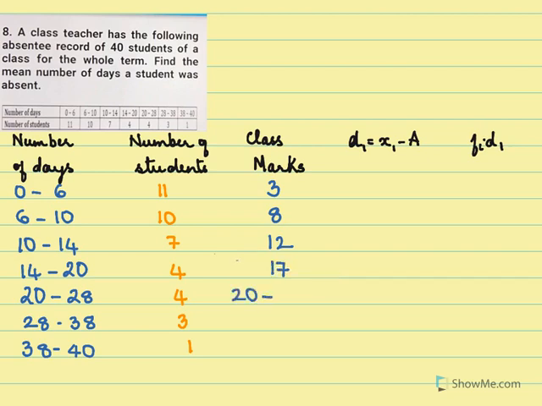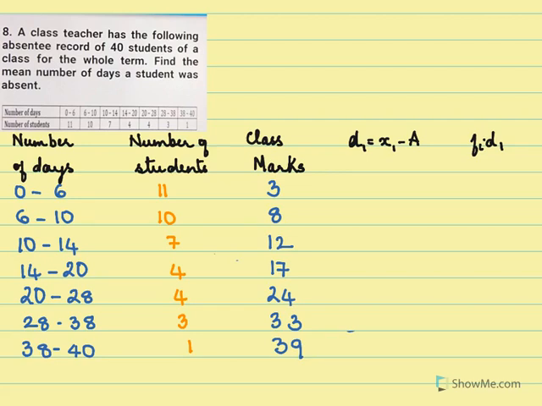Next we do 20 lower limit, 28 upper limit, divide by 2, and this will work out as 24. For the next, we have lower limit 28 plus upper limit 38 divided by 2. We are finding class mark here. This works out to 33. And the last, lower limit 38 plus upper limit 40 divided by 2, and this works out as 39. We go ahead and do the sum.